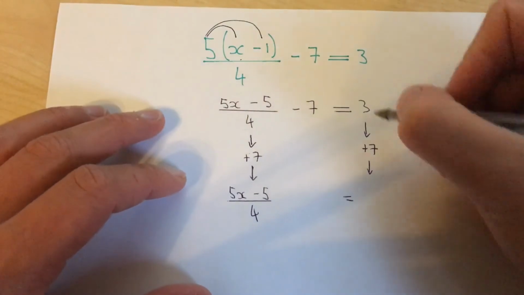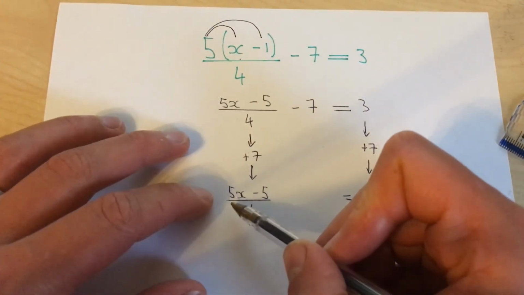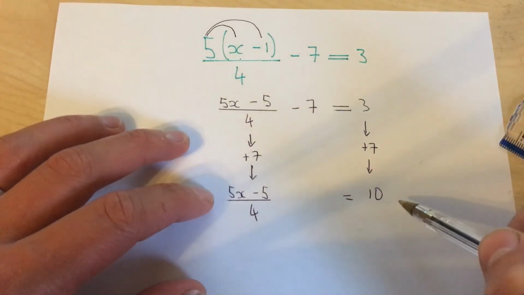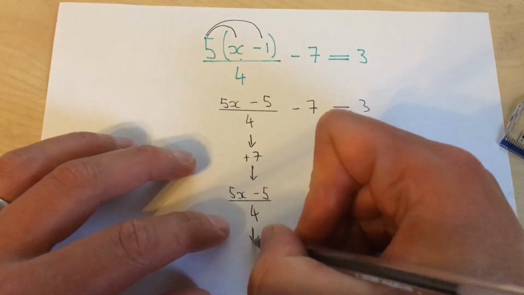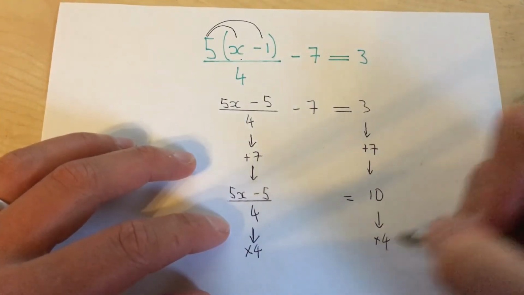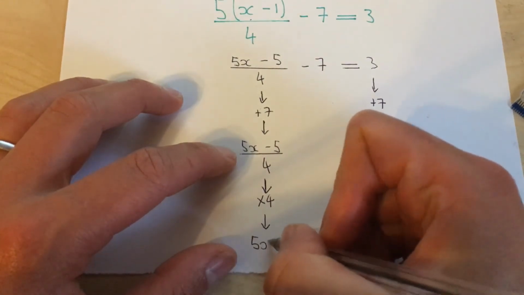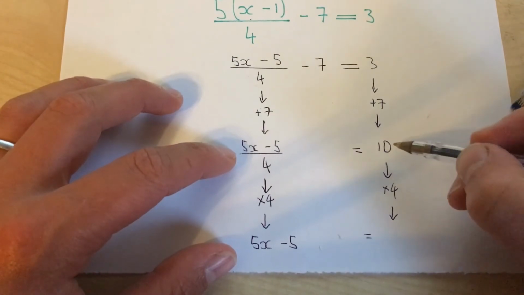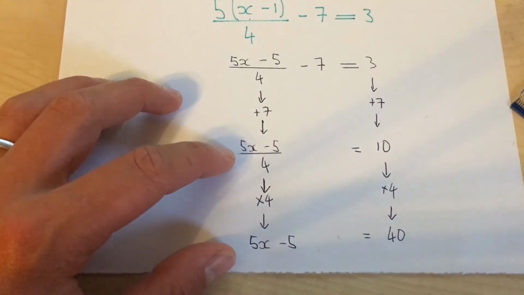And that equals 3 plus 7, which is 10. Now I have x multiplied by 5 to get 5x, take away 5, divided by 4 equals 10. The last thing I said was divide by 4, so I'm going to do the opposite of that, the inverse of that, which is multiply by 4. On the left hand side I'm left with 5x minus 5, and on the right hand side I'm left with 10 multiplied by 4, which equals 40.